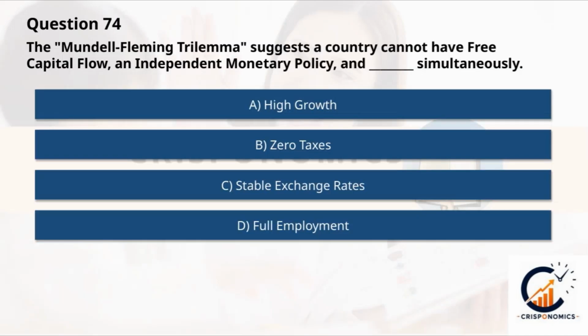The Mundell-Fleming trilemma is a key idea in international economics. It tells us a country can't have all three of these at once: free capital flow, an independent monetary policy, and stable exchange rates. One of these has to give. This slide asks us to fill in the blank, which option completes the trilemma alongside the other two. It's a classic puzzle about the trade-offs nations face in managing their economies.